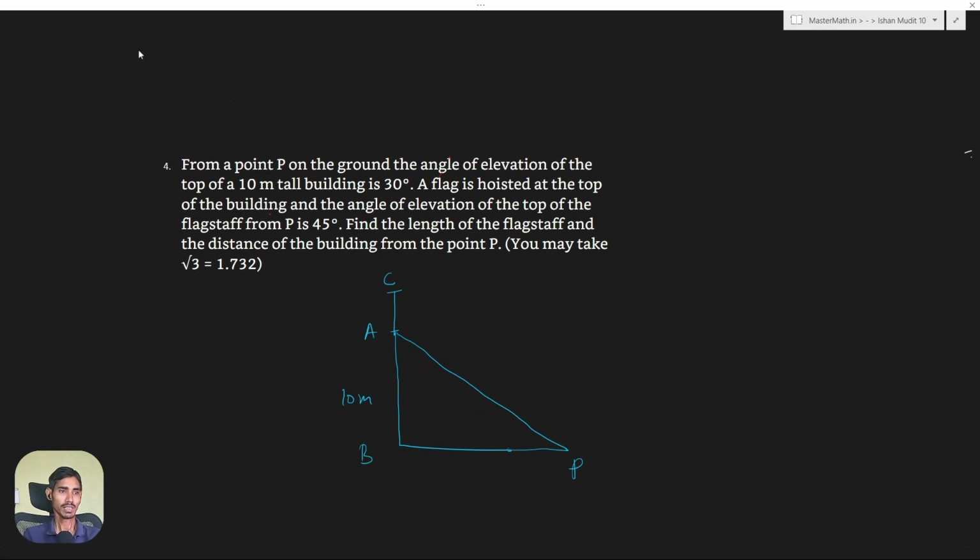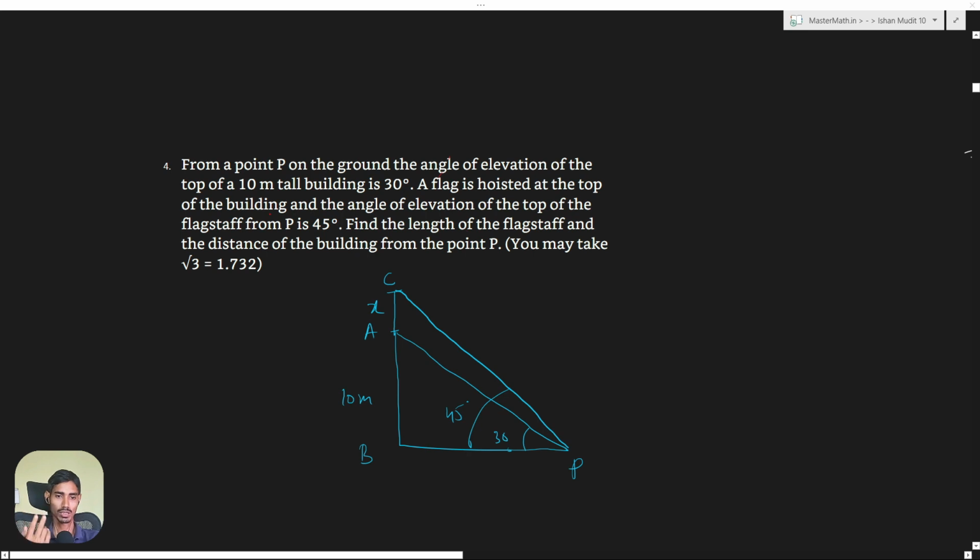So P to C is 45. This is 30. This is more than 30, 45. Is that okay? Ishan, is that okay? Okay, so this is X or H, whatever you want to take. Okay, continue. So you have two triangles, you have to see something, try something.